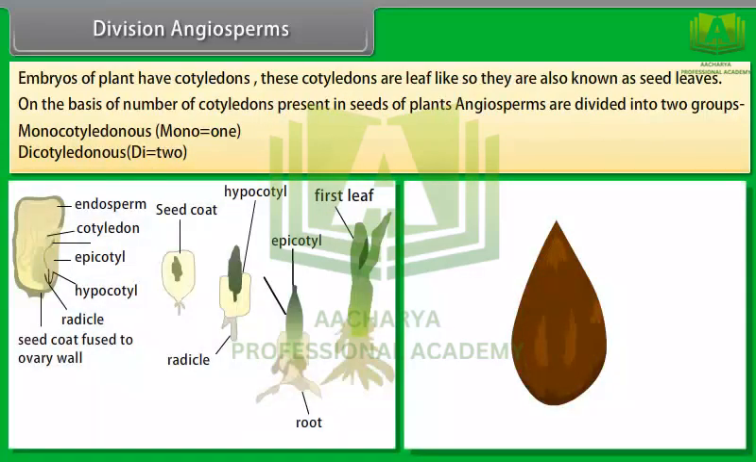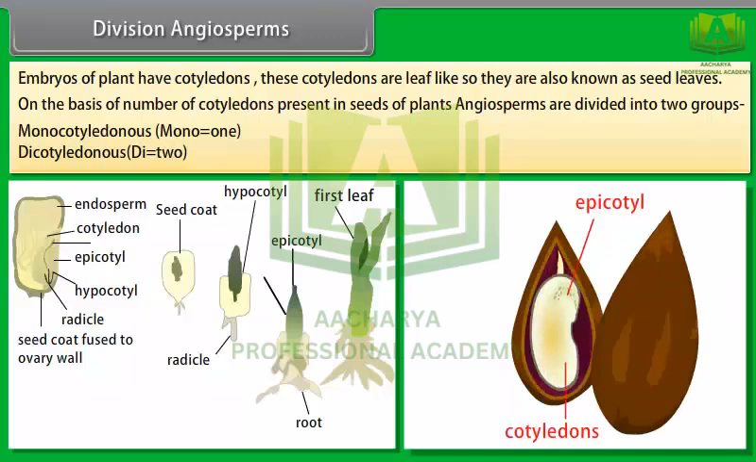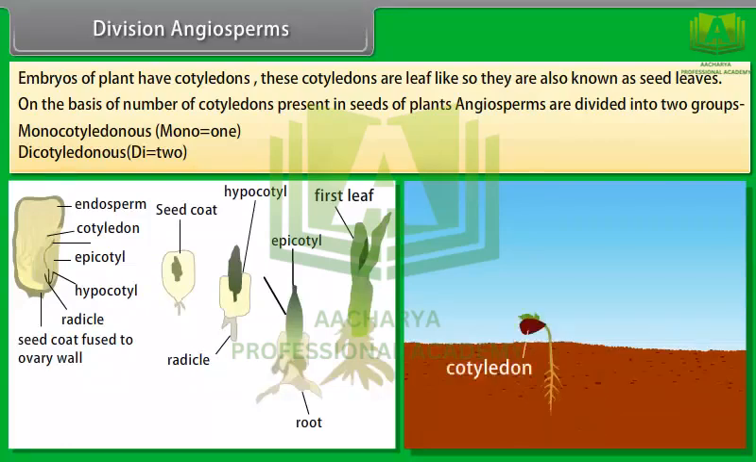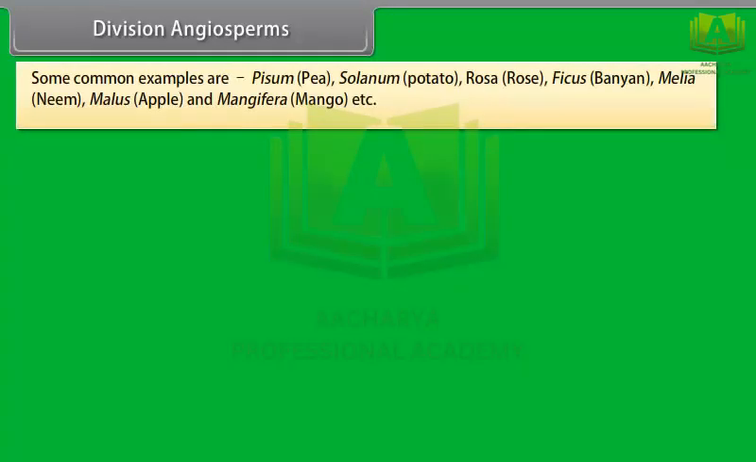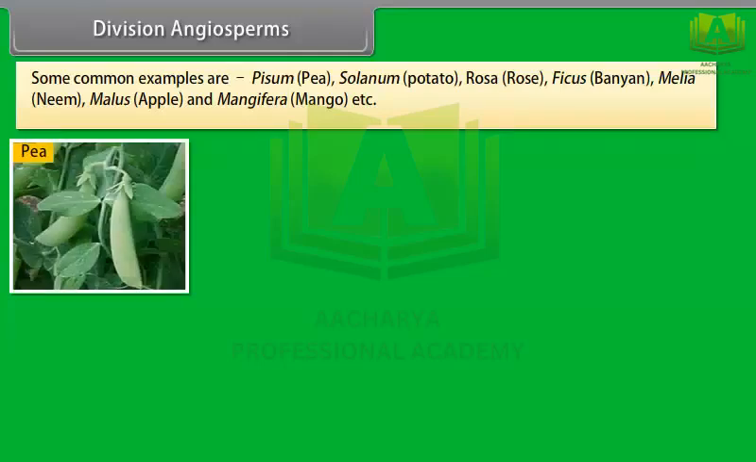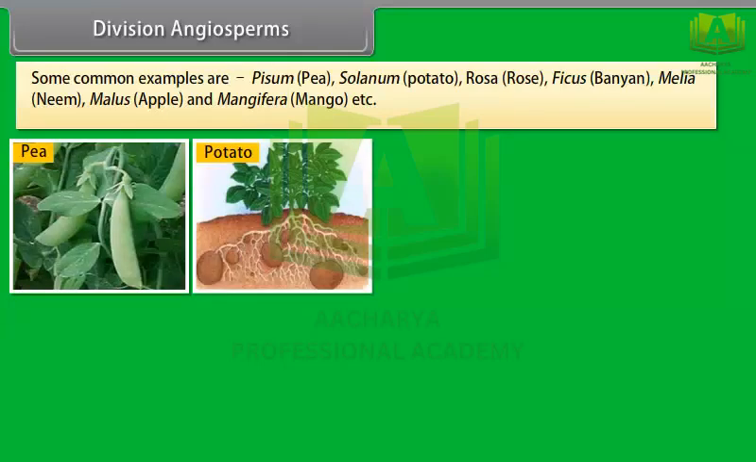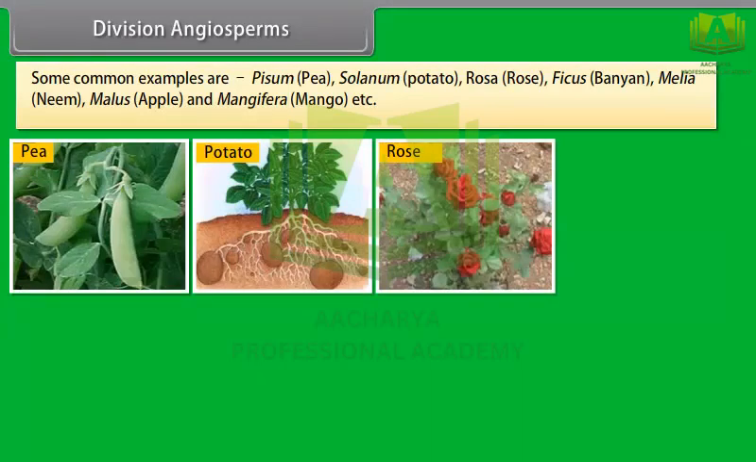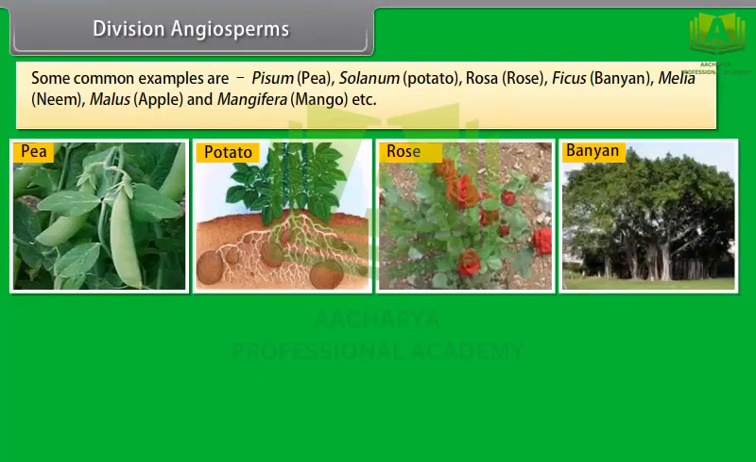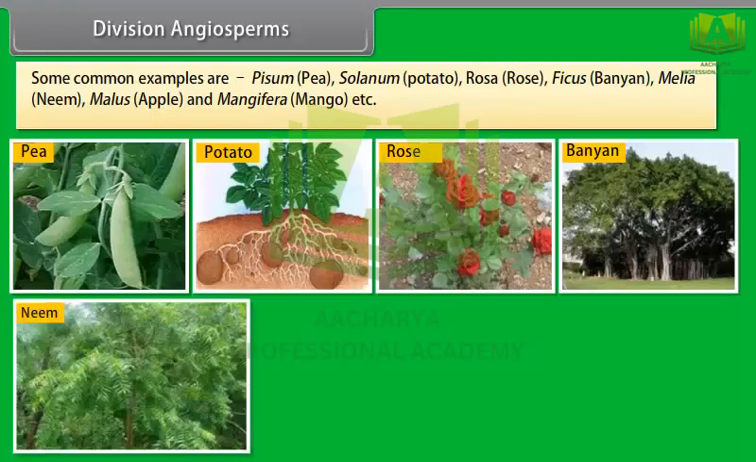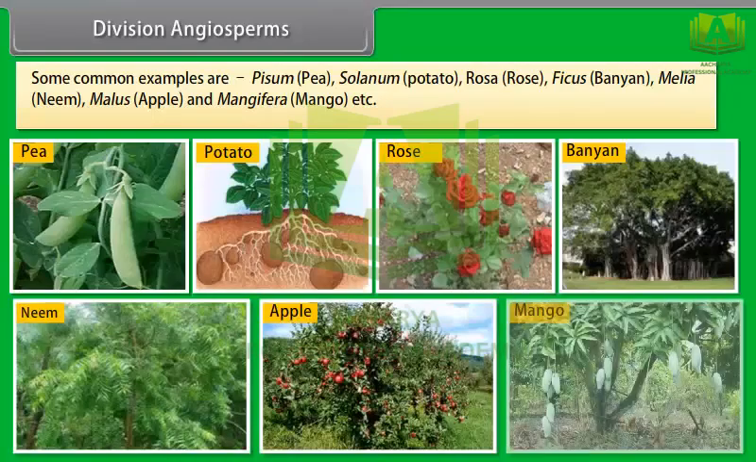On the basis of the number of cotyledons present in seeds of plants, angiosperms are divided into two groups: monocotyledonous, mono is 1, and dicotyledonous, di, which is 2. Some common examples are Pisum, pea; Solanum, potato; Rosa, rose; Ficus, banyan; Melia, neem; Malus, apple; and Mangifera, mango, etc.